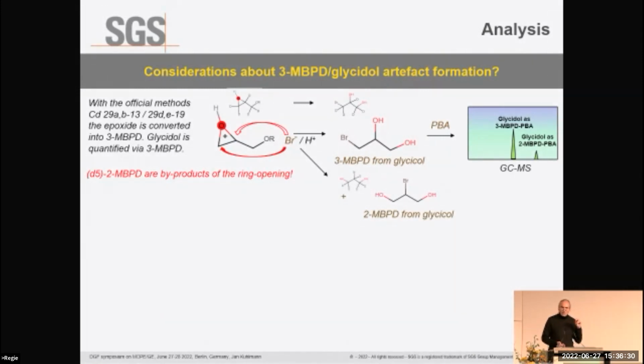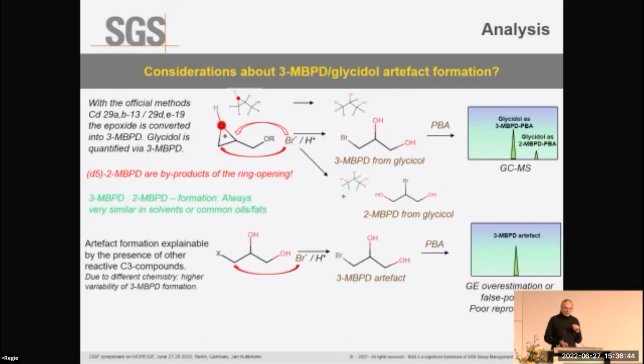It has just a much weaker signal, also covered by the internal standard. And mostly the ratio between 3 MBPD and 2 MBPD seems to be more or less stable. Coming to artifacts, if we have components in our sample containing a C3 system with a leaving group X, we could imagine that bromide substitutes the X and gives 3 MBPD artifacts, which gives GE overestimations or false positive findings.